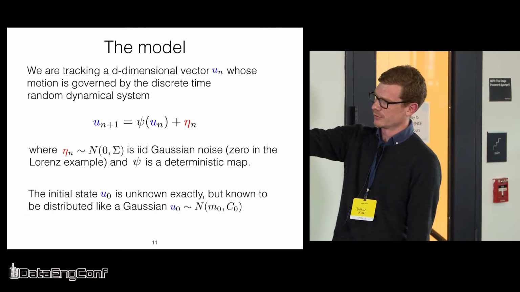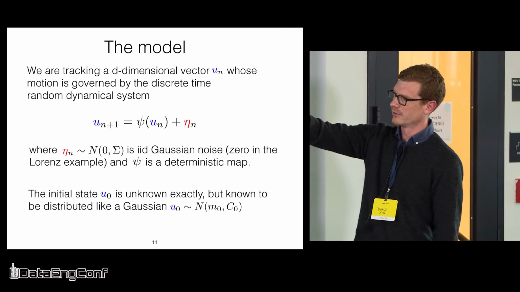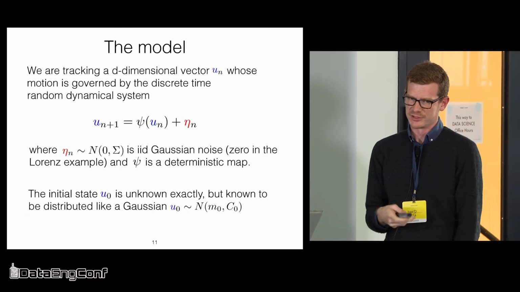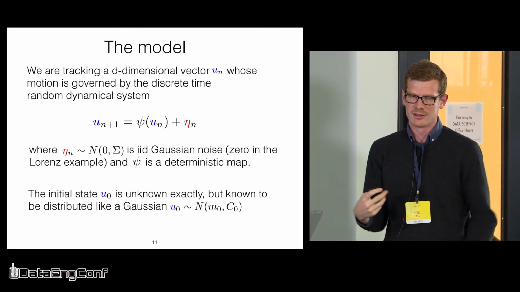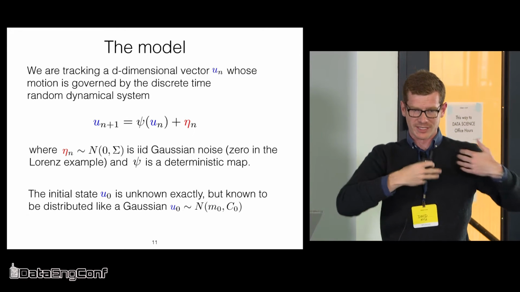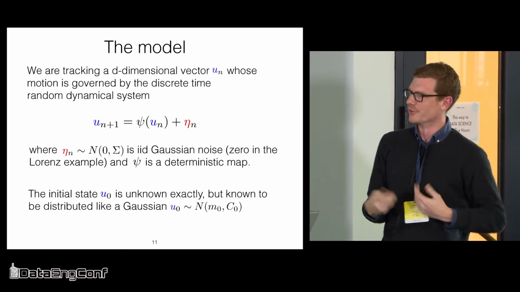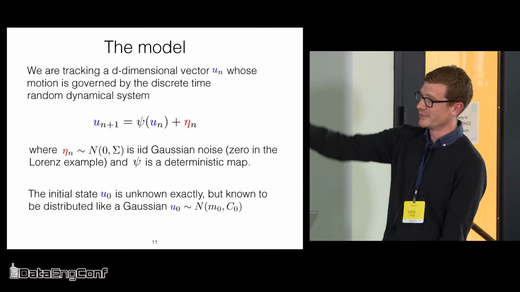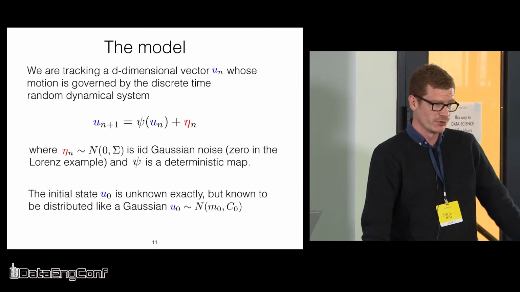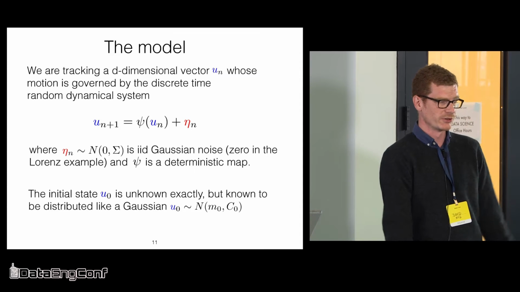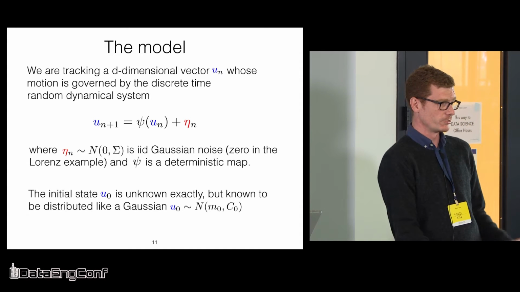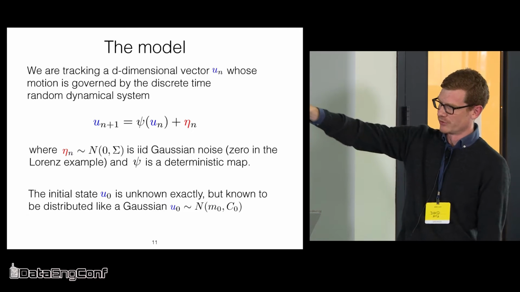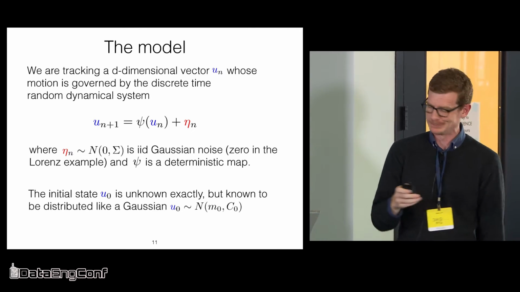So eta_n here is, I'm just going to say, an IID source of Gaussian noise. Probably IID is not the best way to model this because uncertainties that you have in your model would be correlated in time. So it's not the best model, but it's a good starting point. In the Lorenz example, we just took this to be 0. There was no noise in the actual model here, but you don't have to take it to be 0. You could put noise in there to reflect uncertainty. And psi, we're always going to think of that as a deterministic map.